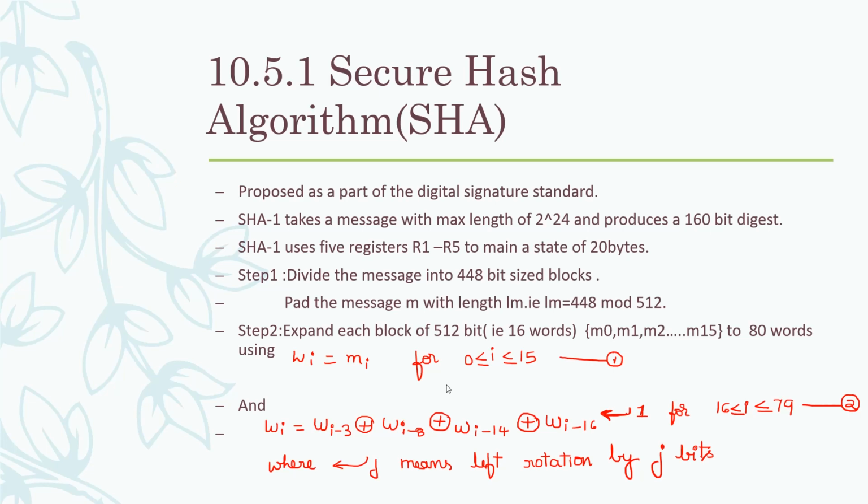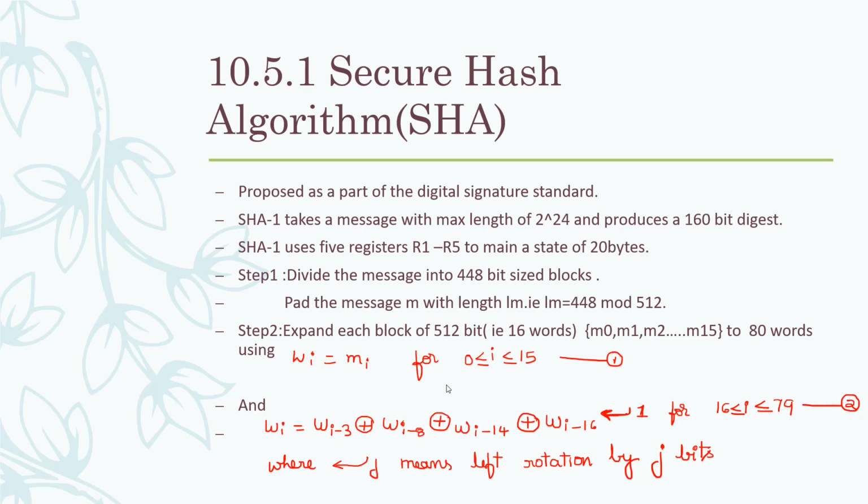SHA-1 uses 5 registers R1 to R5 to maintain a state of 20 bytes. 20 bytes are nothing but 160 bits. So the steps are as follows. The message will be divided into 512-bit sized blocks.